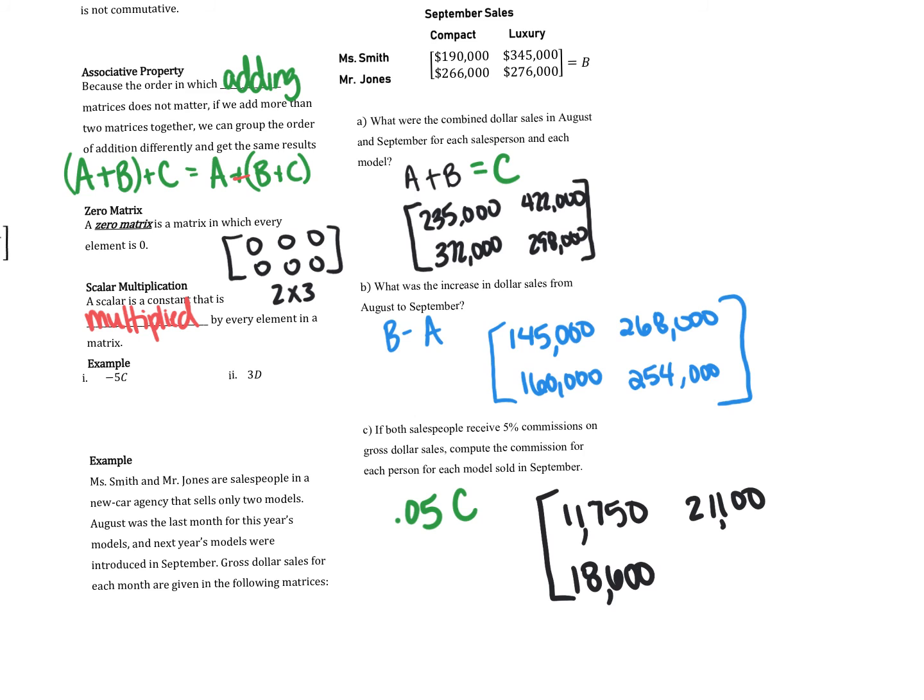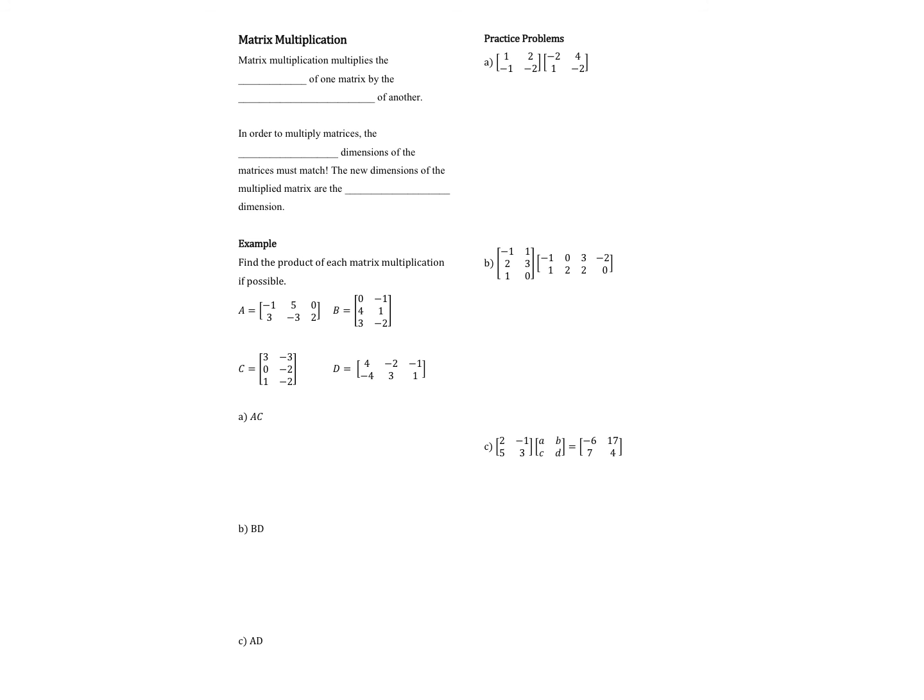298 times... You see what I'm doing, right? Just multiplying everything by 0.05. That's how I'm getting these numbers. So here are the commission cells. We okay with that? Anything else on this one? Yes, there is. Okay.